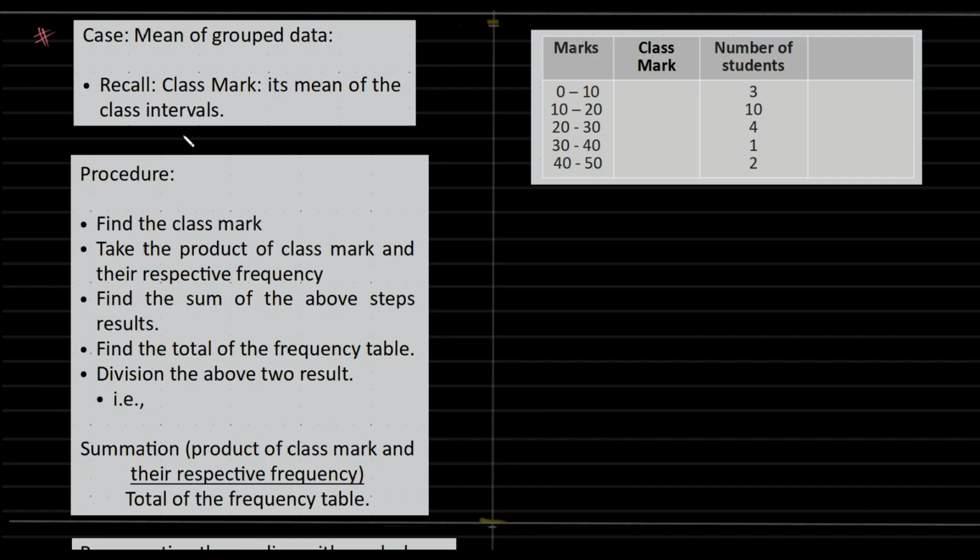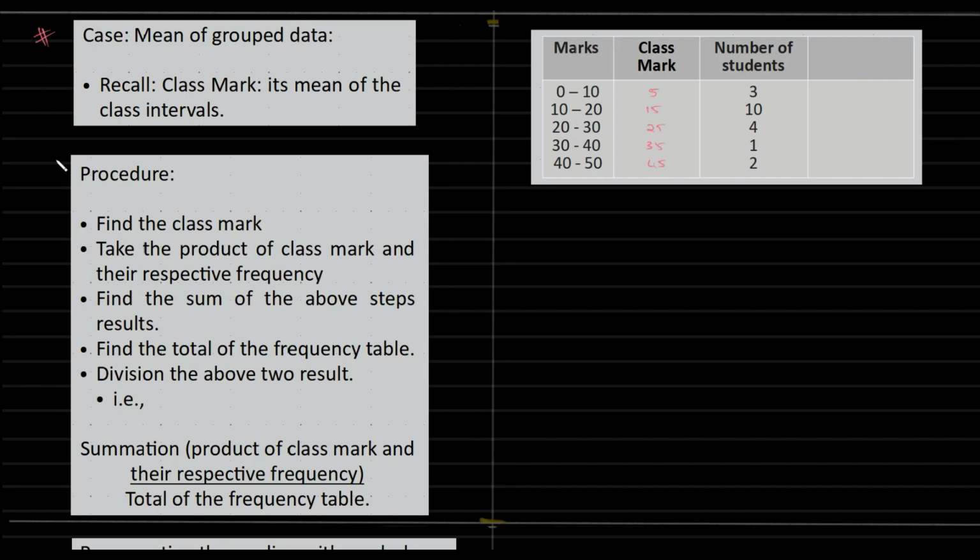Mean of grouped data. So we need to recall class mark. It is the mean of a class interval. That is, 0 to 10, 10 to 20, 20 to 30, 30 to 40 and 40 to 50. All these are your class intervals. The average of this, that is 0 and 10, is 5. Then this is 15, 25, 35, 45. All these are your class marks.